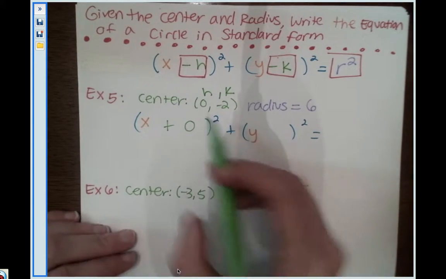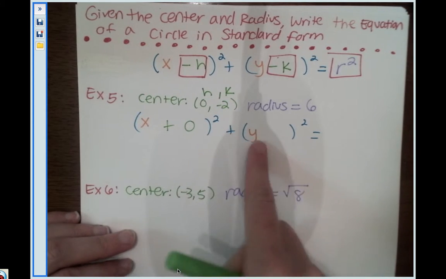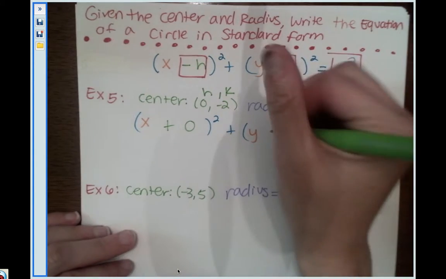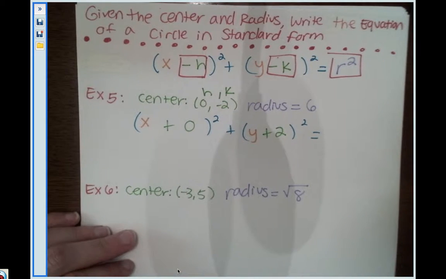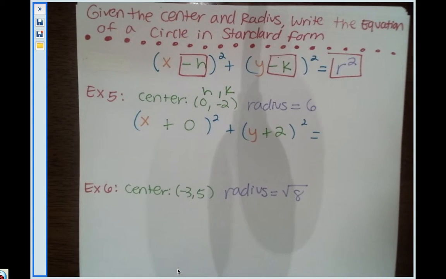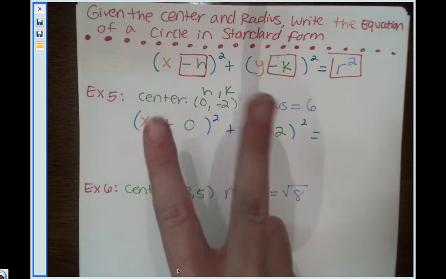And then my k value is a -2, so what will it be in my equation? It will be a +2. You guys have listened very carefully. I'm proud of you. So proud. You guys get 2 gold stars.